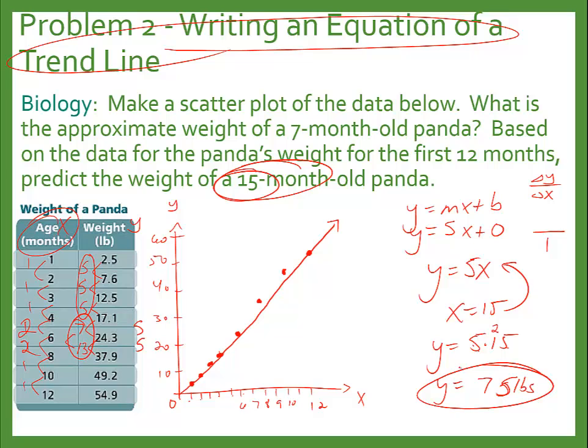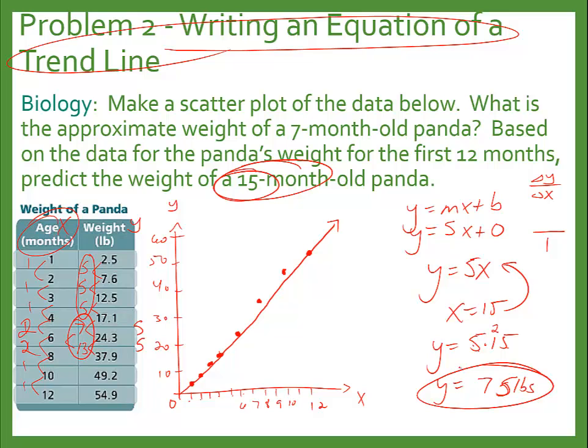And that was your equation there. So pretty much from our data we extrapolated, because we predicted outside our given data. So we extrapolated to predict the weights of the panda after 15 months.